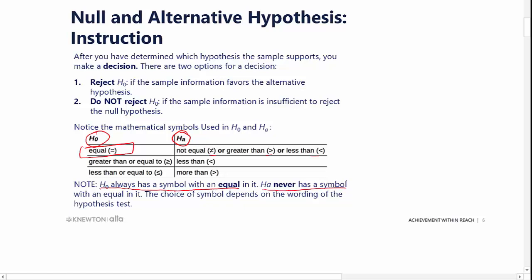Okay. And going back up a little bit, when it comes to hypothesis testing, you'll collect some sample information and you'll perform the hypothesis test. Your decision is that you're going to either reject the null hypothesis or you're going to decide that you should not reject the null hypothesis. So those are the two decisions when it comes to hypothesis testing.